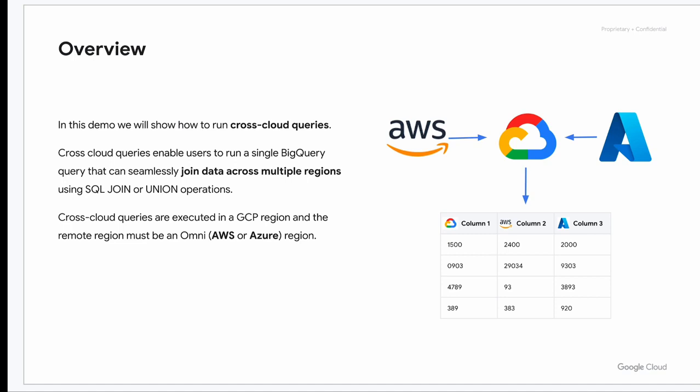Cross-cloud queries enable users to run a single BigQuery query that can seamlessly join data across multiple regions using SQL join or union operations. Cross-cloud queries are executed in a GCP region, and the remote region must be an Omni region, AWS or Azure.